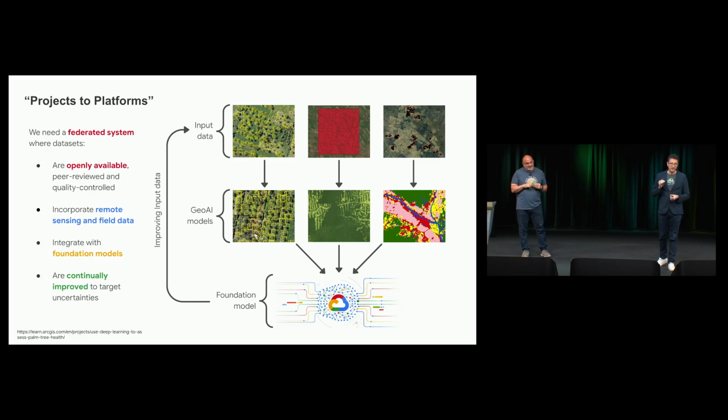In particular, we want to invite you to think about the current state of affairs where we're kind of thinking in terms of projects. We start a project, collect data, train a model, publish some results, move on to the next project. Instead, think about creating platforms where the data that are collected for training the model are openly available, can be peer-reviewed, quality controlled, that can incorporate remote sensing and field data, that are then integrated with foundation models which are publicly available, and which can be continually improved by the next iteration of research. We're not starting from scratch each time.